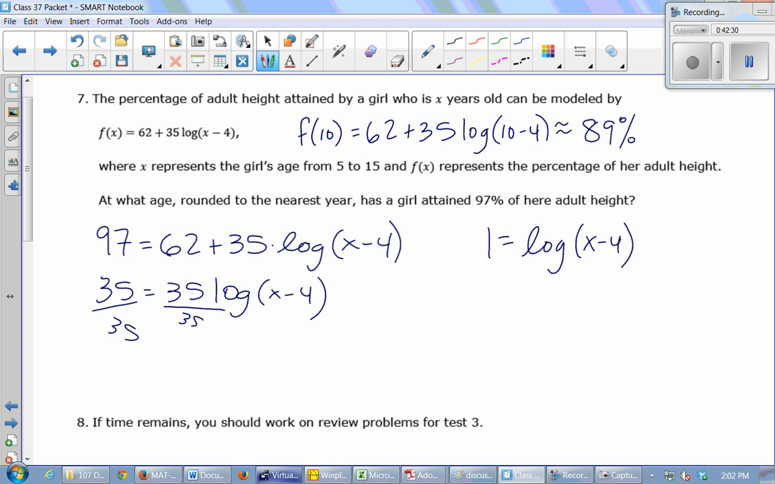Yep. Which is 10 to the first. Yeah. Add 4 to both sides. 14 years old. So 14 years old, you're about 97% of your full adult height. For girls, it's a different model for boys.